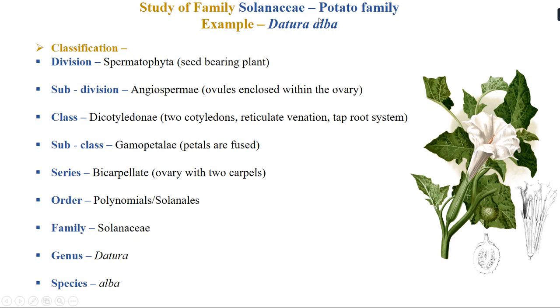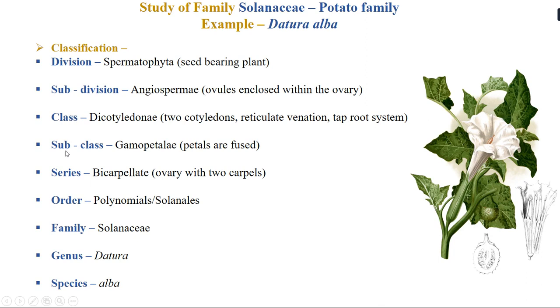Okay. Now first thing that we need to study is the classification of Datura alba. The division will be Spermatophyta because it is a seed bearing plant. Subdivision is going to be Angiospermae. Why Angiospermae? Because the ovules are enclosed within the ovary. Class is Dicotyledone. That means there are two cotyledons. The leaves will show reticulate venation and the roots are taproot system.